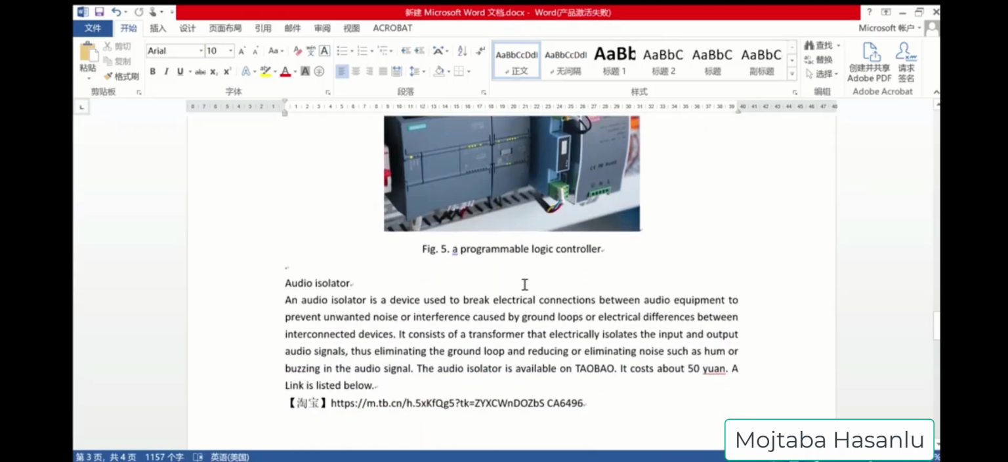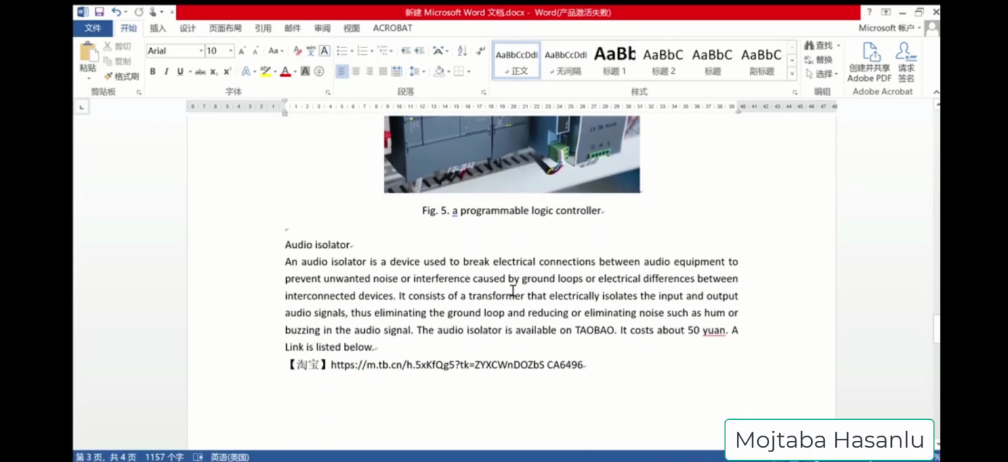Next, I'm going to talk about the audio isolator. It's just a small device to break the electrical connections between the audio equipment and the recorder, such as our PC, to prevent noise we do not want. It uses electronic devices, like capacitors and inductors, to filter out the noise, which is also available on Taobao. It costs about 50 yuan.